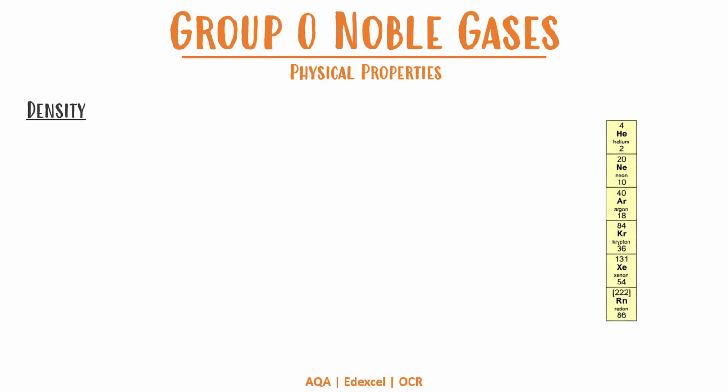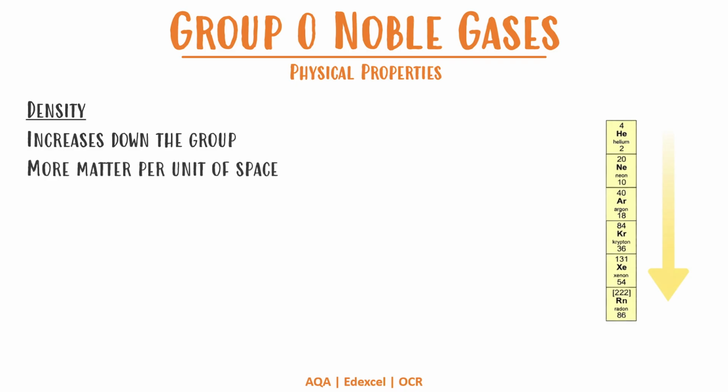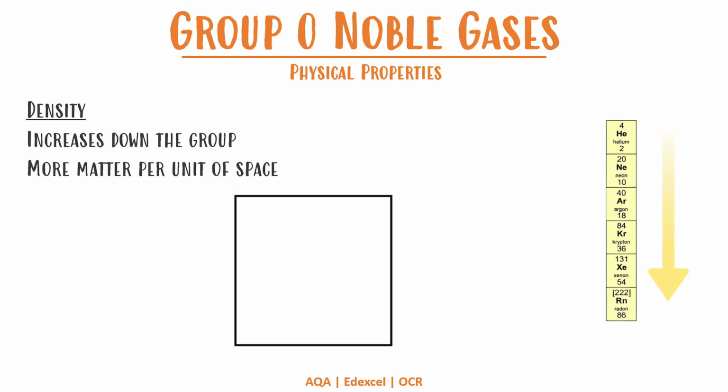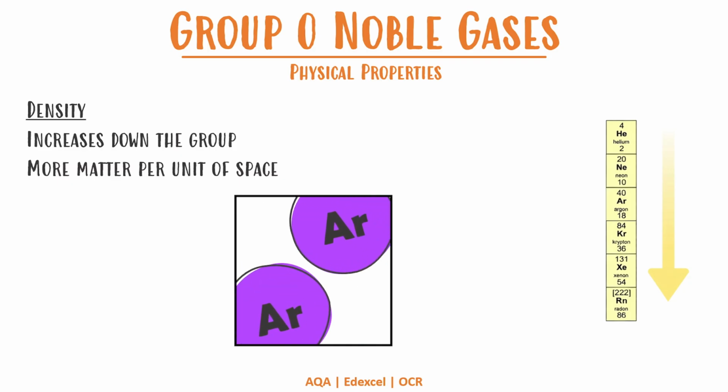Next up is the density of our Group 0 elements. And again, this is going to increase as we go down the group. The reason for this is because there's more matter per unit of space. We can take a closer look at this. Again, starting off with helium here, you can see the space it occupies per 2 atoms. As we move down the group to neon, the atoms are getting larger, so they're taking up more of the same space. They're becoming more dense. And the last one we'll show here is argon, taking up the most space out of the 3 that we've gone through. This pattern continues down the group.